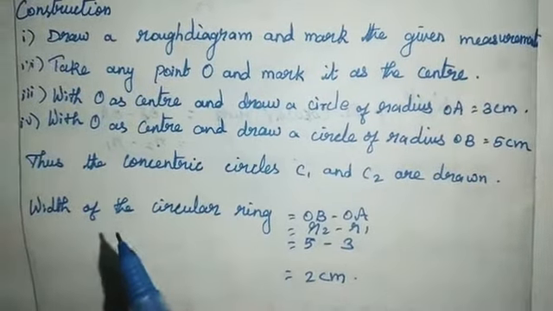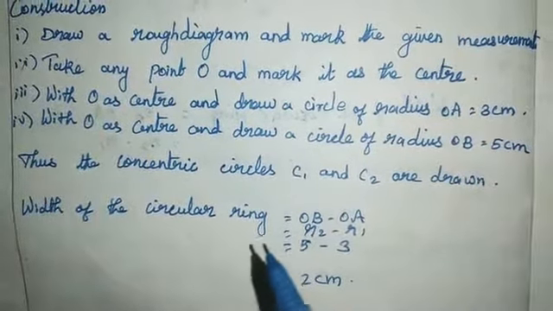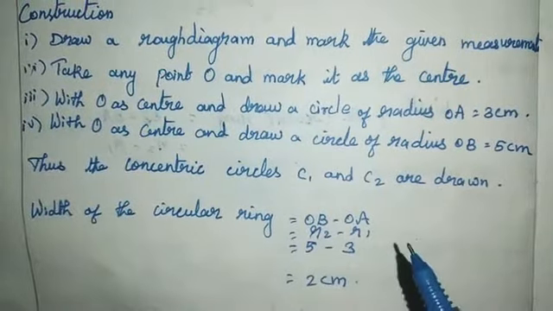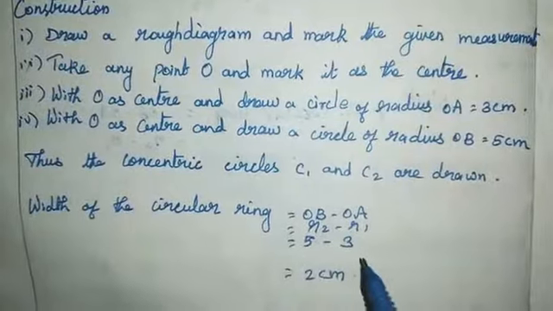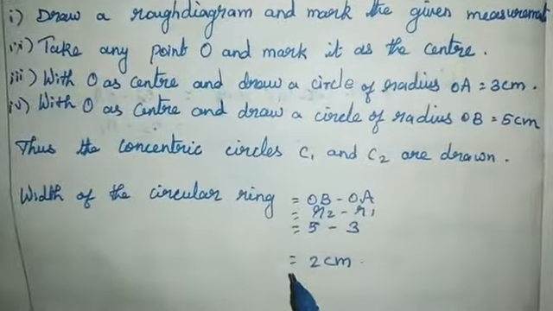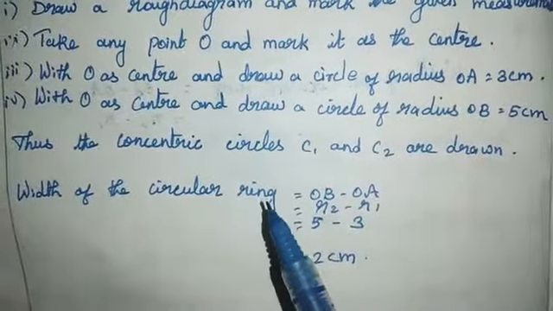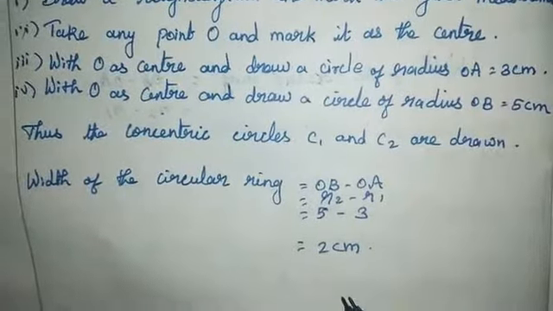To find the width of the circular ring, we know that it is the radius of the outer circle minus the radius of the inner circle, that is R2 minus R1. R2 is 5 cm and R1 is 3 cm. Therefore, the width of the circular ring is 2 cm.